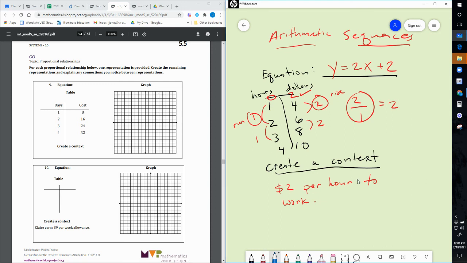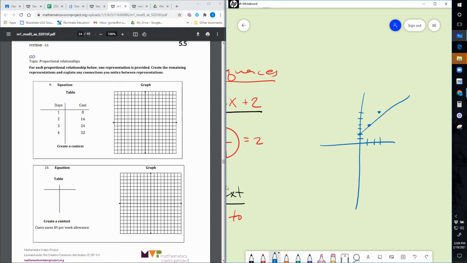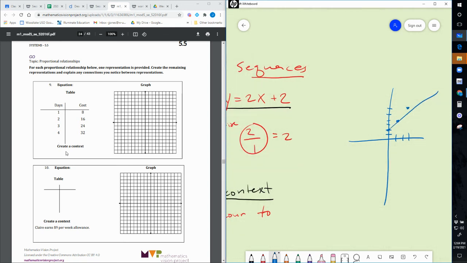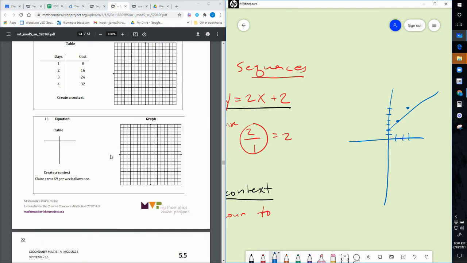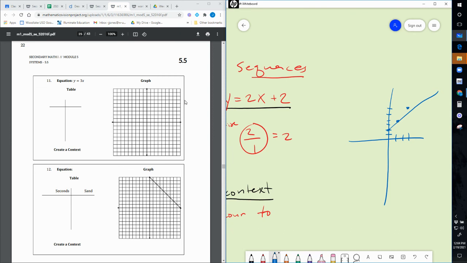And then last but not least, I'm going to graph it. I would just graph my points over here: (0, 2), (1, 4), (3, 6), etcetera. And then if you want to draw a line, cool. But that's how you do 9, 10, 11, and 12. It gives you one piece of information and you have to do the rest. This is just like arithmetic sequences. It's bringing them back because that concept's very relevant right now.